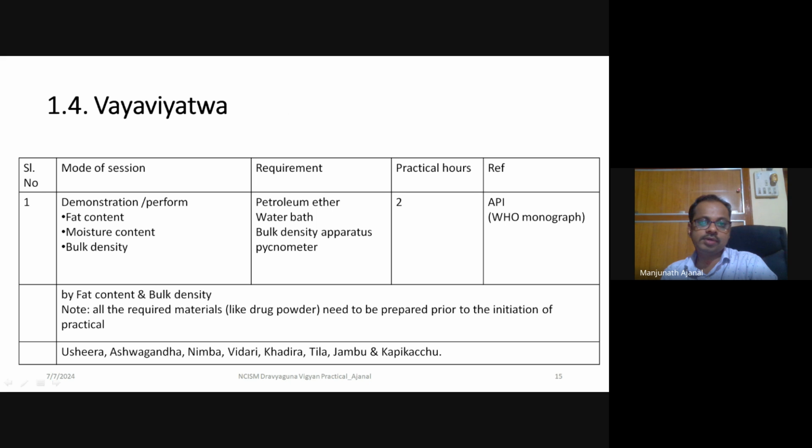Similarly, the Vayu assessment. Here the assessment of the Vayu will be done based on the fat content present, moisture content, and bulk density. The more the Vayu, the less the fat, the more the moisture content, and the less the bulk density. So that is the principle here. The requirements are a petroleum ether apparatus, water bath, bulk density apparatus, and pycnometer. Then the drugs are Ushira, Ashwagandha, Nimba, Vidari, Khadira, Tila, Jambu, and Kapikachu. Ushira, Nimba, Khadira, and Jambu are the Vayu Mahabhuta Dravyas and the other four are non-Vayu Mahabhuta Dravyas.